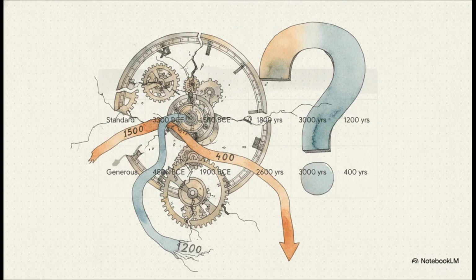But, okay, what if we use the generous dates? Those absolute maximum concessions we talked about earlier. Starting at 4500 BCE and ending at 1900 BCE gives us a 2,600-year window. But we still have that 3,000-year minimum requirement. So even when bending the timeline to its absolute breaking point, the framework falls mathematically short by 400 years.